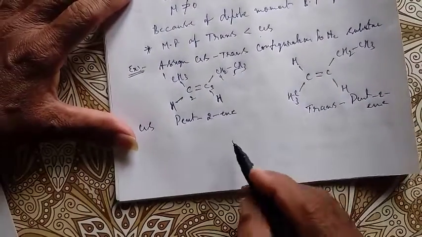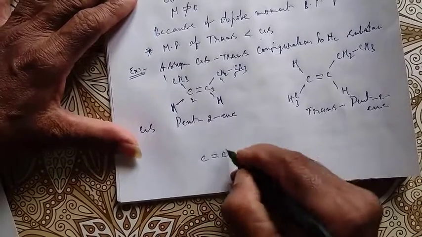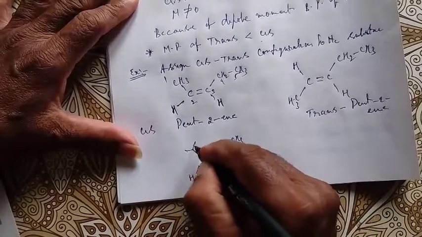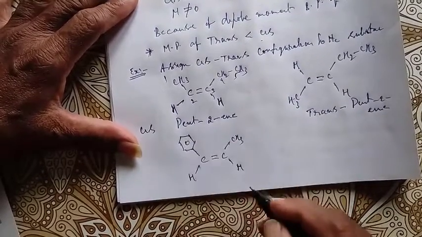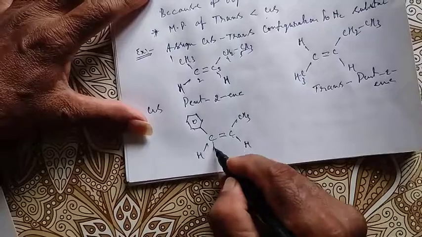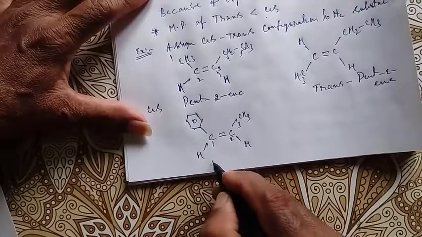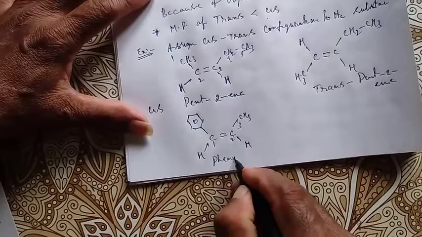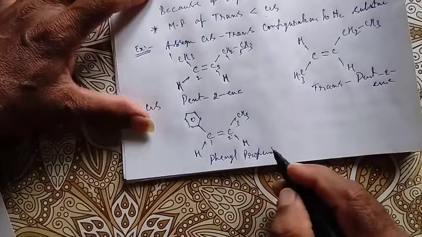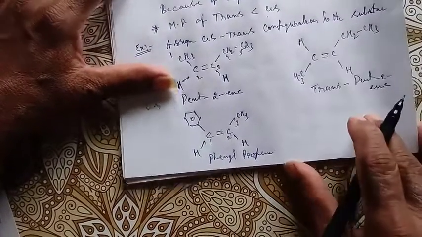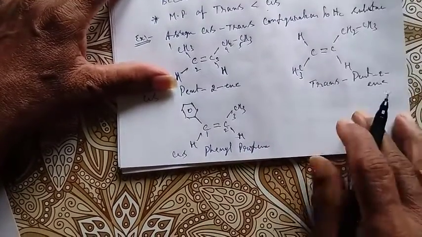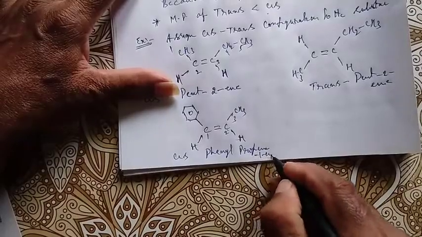Now let us see another example. This is CH3, hydrogen, and of course hydrogen here. One phenyl group is there. So what is the name of this substance? 1, 2, 3. So the phenyl group is present on the first carbon. Therefore, this is phenyl propene or phenyl prop-1-ene. As the same groups, that is hydrogen atoms, are present on the same side, therefore this is cis phenyl prop-1-ene.